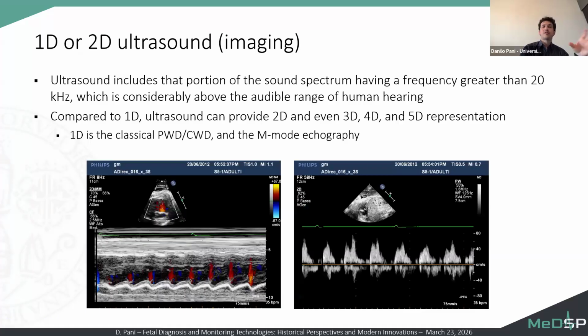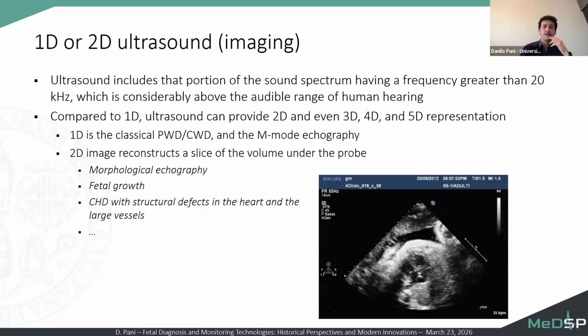From 1D ultrasound, it is possible also to derive 2D ultrasound. Of course, on a conventional ultrasound machine, a cart-based one in the hospital, it is possible to have for fetal monitoring the canonical pulsed wave Doppler or continuous wave Doppler, or the M-mode echocardiography, which is formally a 1D analysis of the signal.